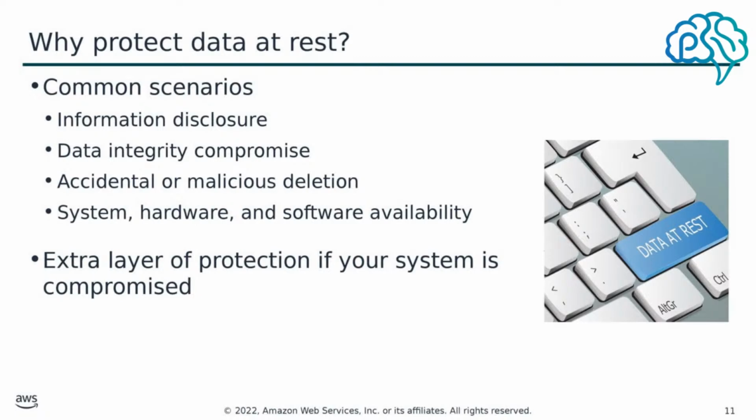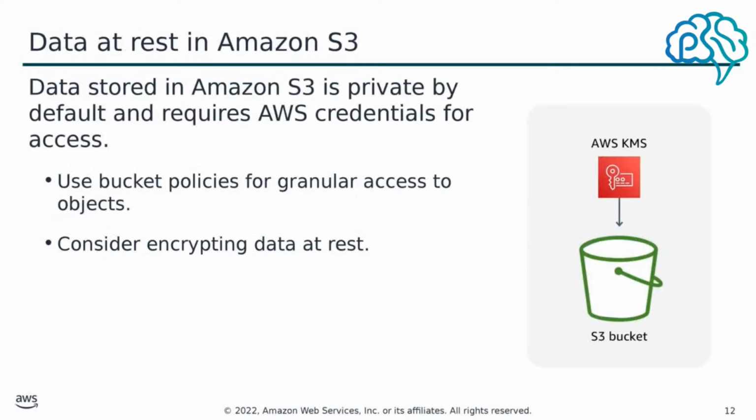Also, accidental or malicious deletion. So in the case of correct permission and the principle of least privilege here, you're able to really limit the scope of the damage because of your ability to limit who has the ability to mutate things. And then in terms of system hardware and software availability, this would be like a system failure or natural disaster. So these are all things to consider when you're thinking about how to protect data at rest.